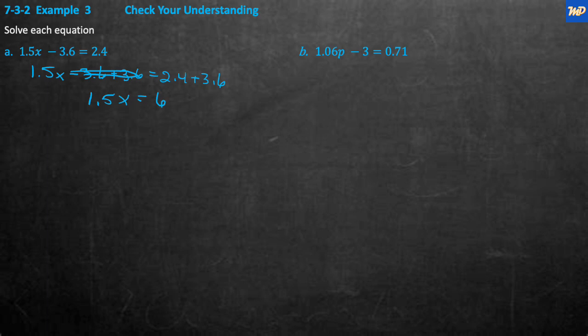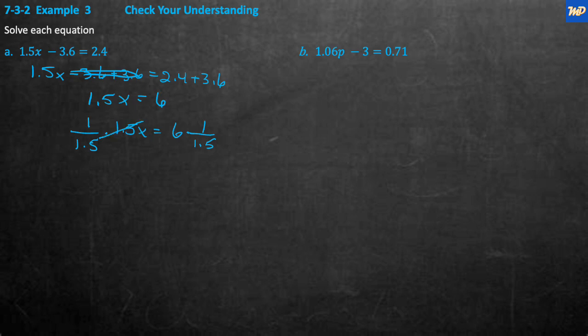So now to find out what x is equal to, we have to get rid of the coefficient. So we're going to go ahead and multiply by 1 over 1.5 times 1.5x is equal to 6 times 1 over 1.5.